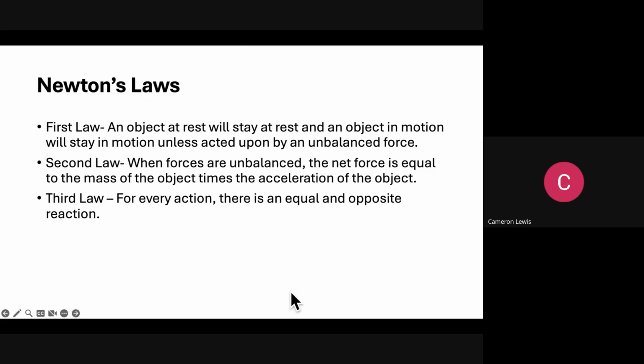Third law: for every action, there is an equal and opposite reaction. Sounds very broad, but let's break it down so we can understand this. At the end of this unit, you should understand all three laws and also understand how they are applied to solve different problems.